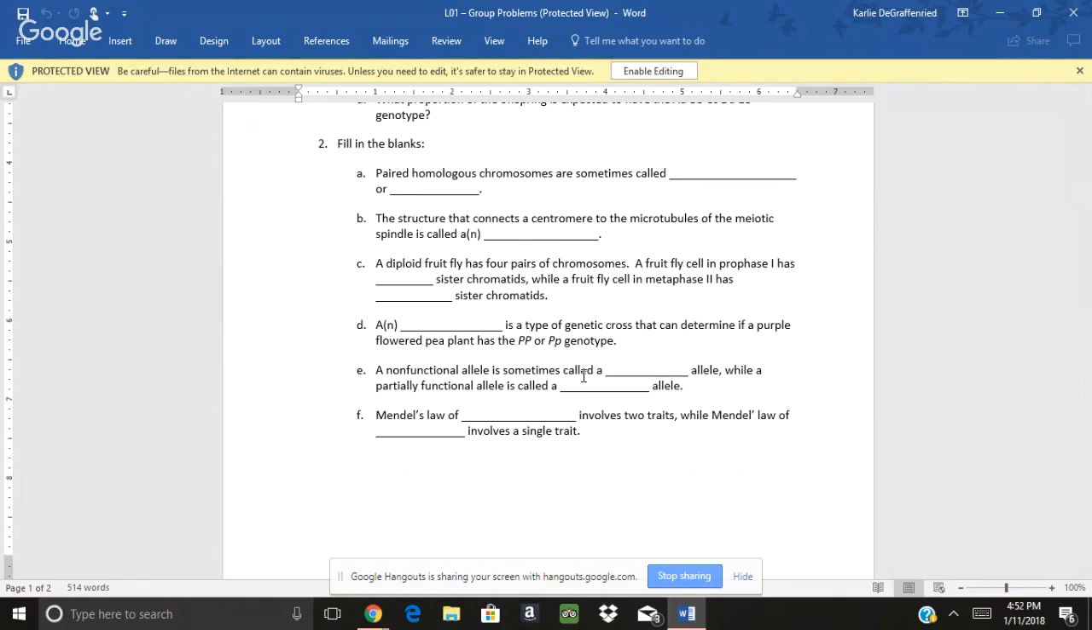Part E, a non-functional allele is sometimes called a null allele, while a partially functional allele is called a hypomorphic. I had to look that up. Hopefully that's right. Mendel's law of independent assortment involves two traits, while Mendel's law of segregation.